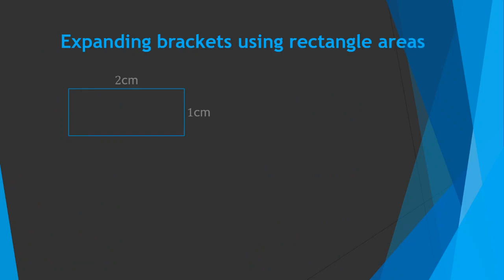So how can expanding brackets be useful in using rectangle areas? Let's just say we had a normal rectangle here and the length was 2 centimeters and the width was 1 centimeter. We could definitely say that the area of this rectangle is 2 centimeters squared.